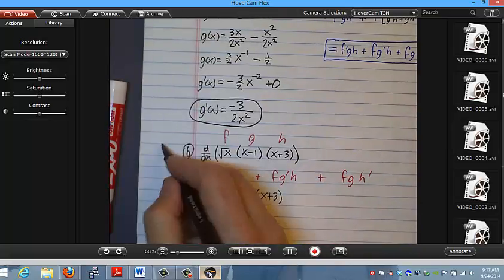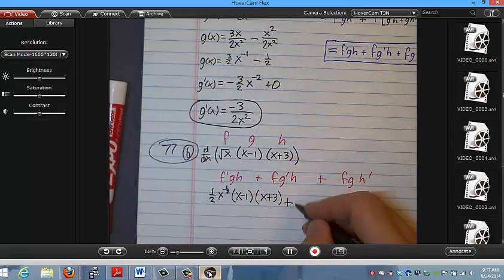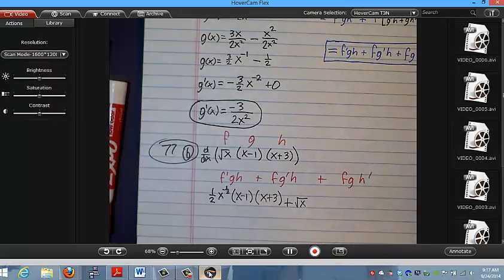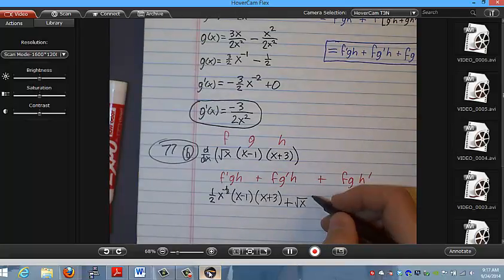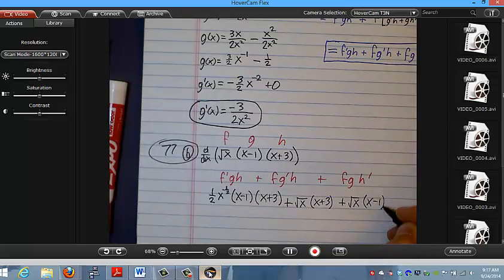Well, this is 77b. Plus f, that's the square root of x. G prime. What's g prime? Right, it's just 1, because the derivative of x is 1 and the derivative of -1 is 0. So times 1 times h, that's x plus 3, plus square root of x times x minus 1 times h prime, which is 1.